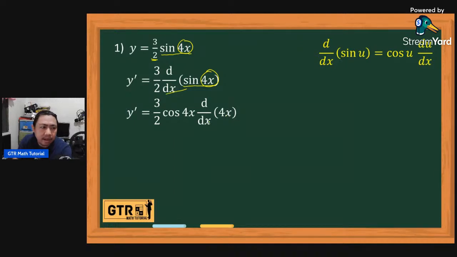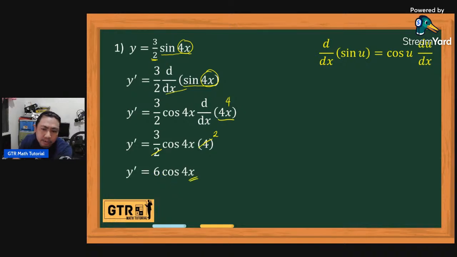Now kunin natin ang derivative ng 4x. Derivative of 4x is simply constant times x, so derivative niyan is 4. Therefore, we have 3 over 2 cosine 4x times 4. Then simplify 3 over 2 times 4. We can divide 4 and 2, so 4 divided by 2 is equal to 2. Final answer, just multiply 3 and 2, so we have 6 cosine 4x. This is the final answer: y prime or first derivative is 6 cosine 4x.